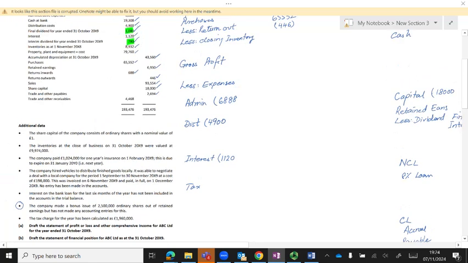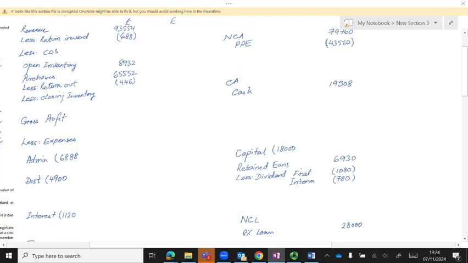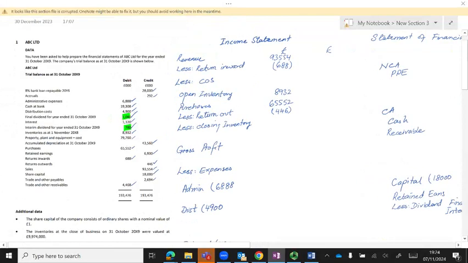And then I have receivables of 4468. Receivables are my current assets, and therefore I will record them in my current assets. Now you can see that I have picked up all the figures from the trial balance, so I do not need this trial balance anymore.